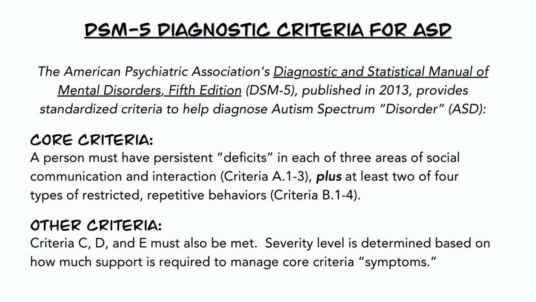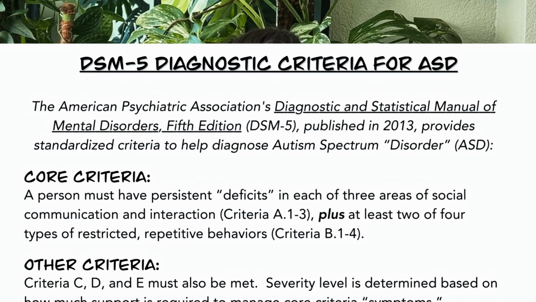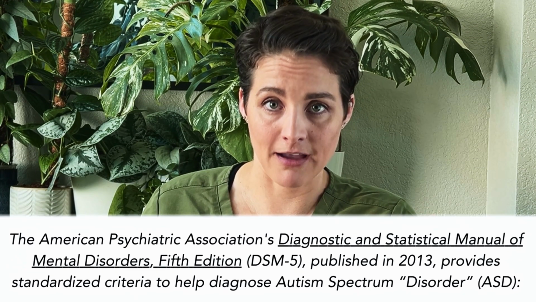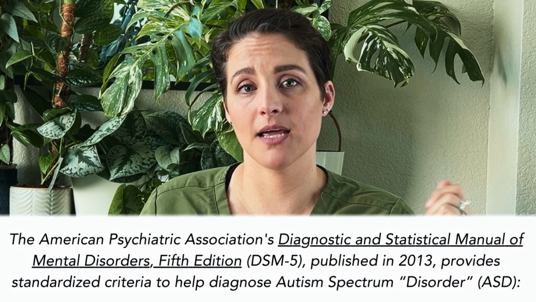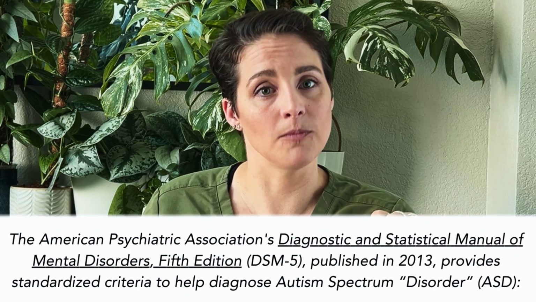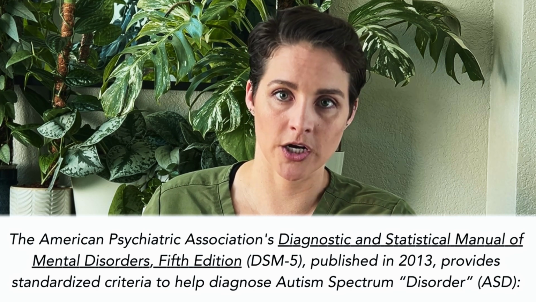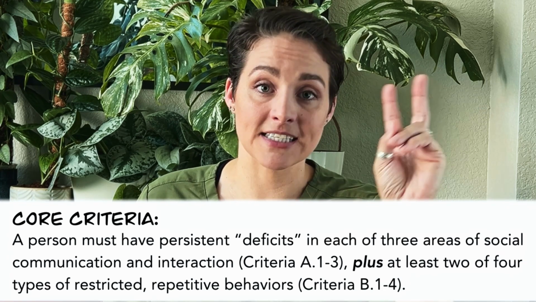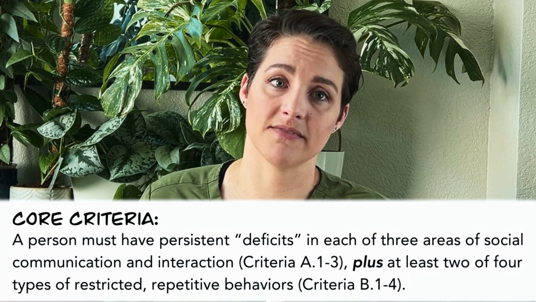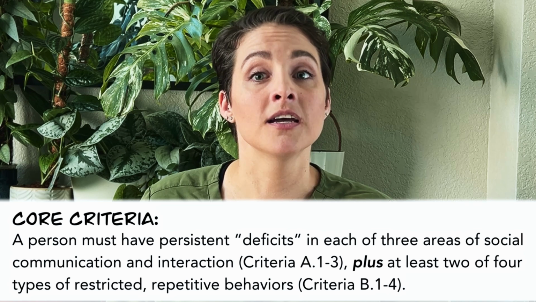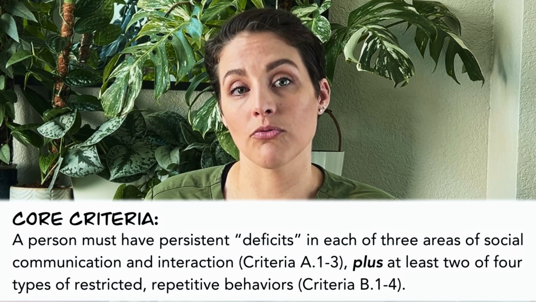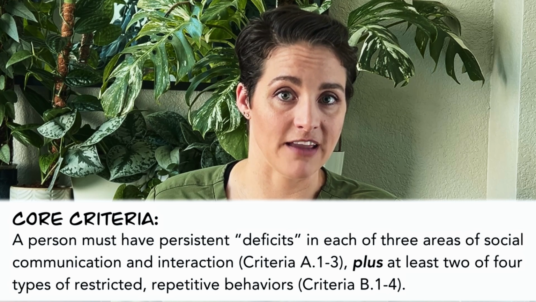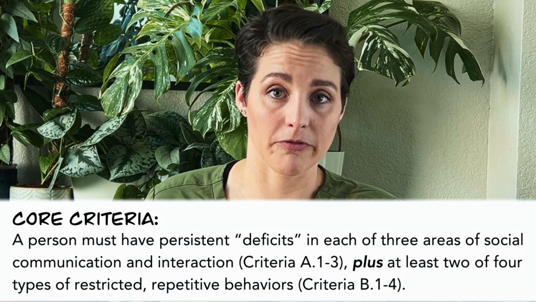The American Psychiatric Association's Diagnostic and Statistical Manual of Mental Disorders, 5th edition, or DSM-5, was published in 2013 and provides standardized criteria to help diagnose autism spectrum disorder, or ASD. The core criteria are that a person must have persistent deficits in each of 3 areas of social communication and interaction, which are criteria A1 through 3, plus at least 2 of 4 types of restricted repetitive behaviors, which are criteria B1 through 4.